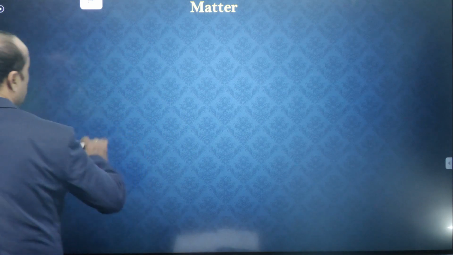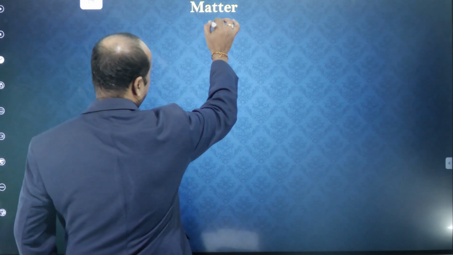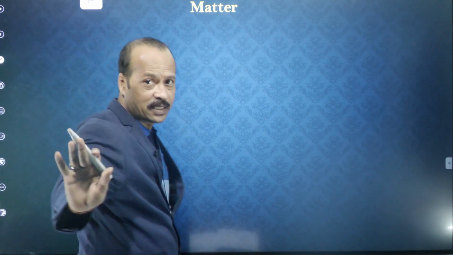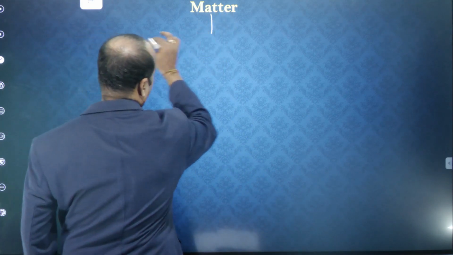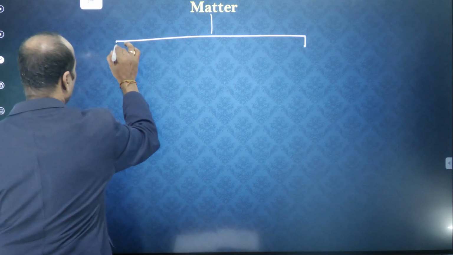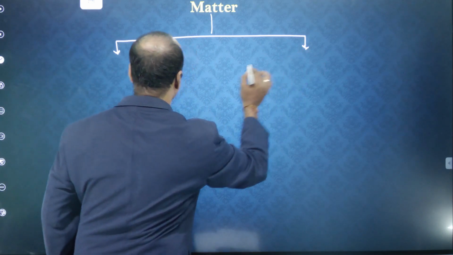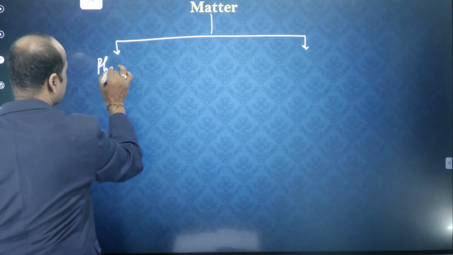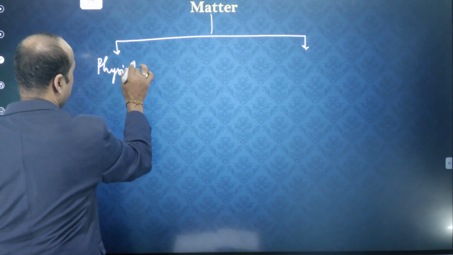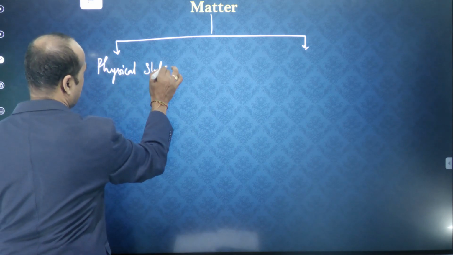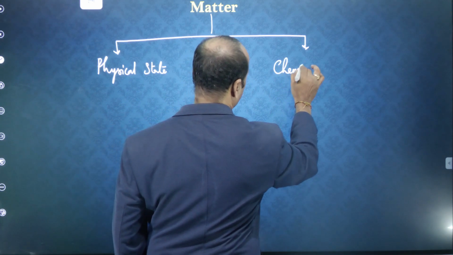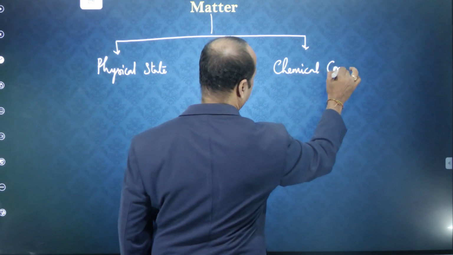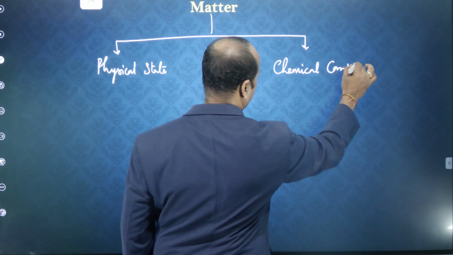Okay, students. So today we are going to discuss matter. So students, matter means anything that has a mass and occupies space. That's a matter. And matter classification. Okay, so matter is mainly classified in two ways. One is based on their physical state. Based on what? Physical state. And the second one is based on chemical composition or chemical properties. Anything you can write. So here I am writing composition.